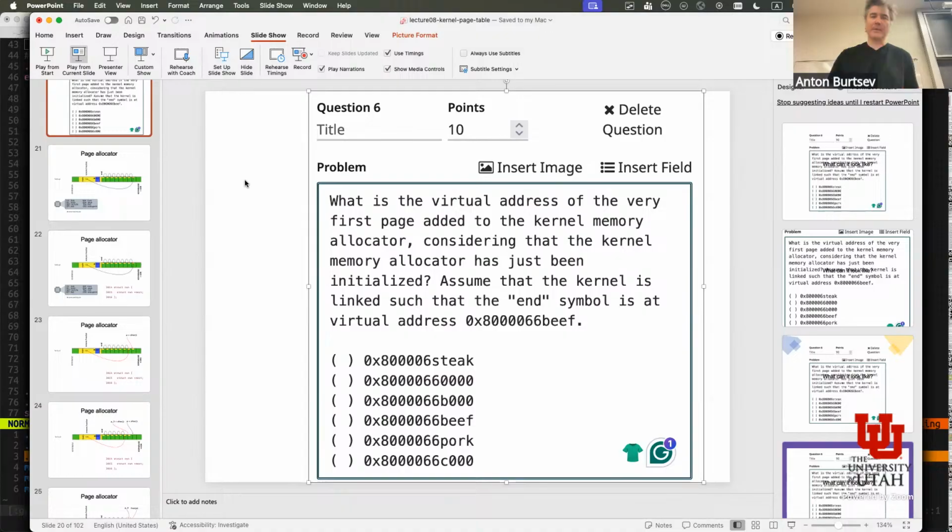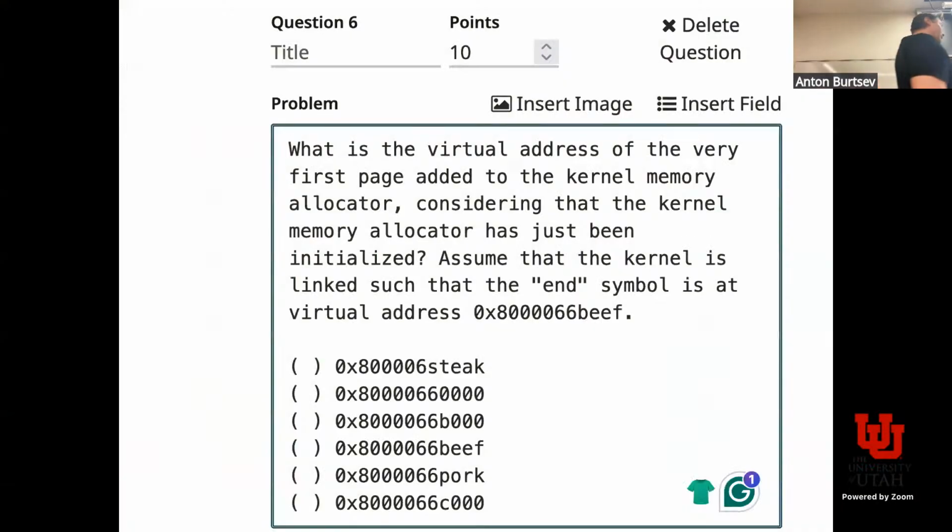Okay, this is the question I'm asking. What is the virtual address of the very first page added to the kernel memory allocator, considering that the kernel memory allocator has been initialized? I assume that the kernel is linked such that the end symbol is at the virtual address, whatever. This is the address. My question is: does initialized mean kinit1 has just started or kinit1 is complete? And the first one added would be the end of the list, not the head of the list.